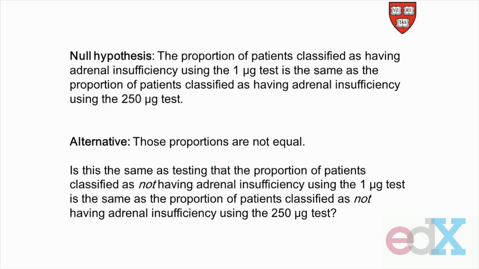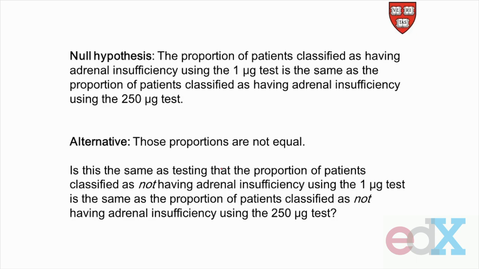So we have paired data, and we want to use McNemar's test. What's our null hypothesis here? Our null hypothesis is that the proportion of patients classified as having adrenal insufficiency using the 1 microgram test is the same as the proportion of patients classified as having adrenal insufficiency using the 250 microgram test. Basically, the proportion of patients classified as having adrenal insufficiency is the same between the two tests. And the alternative is that these proportions are not equal.